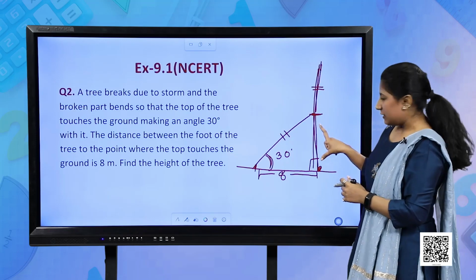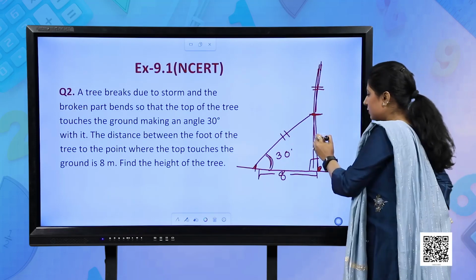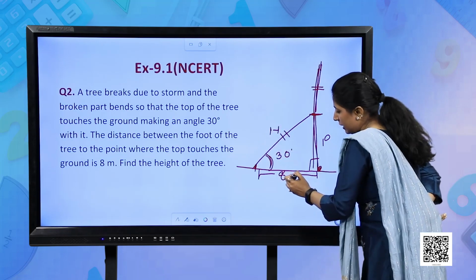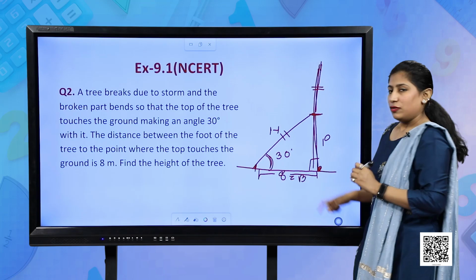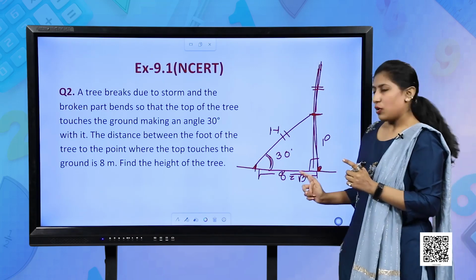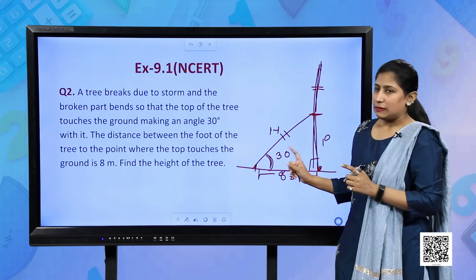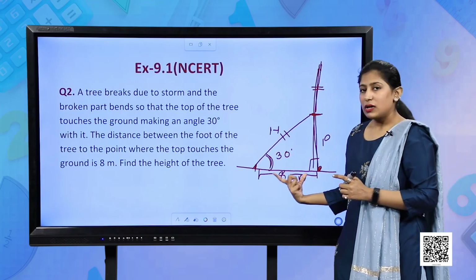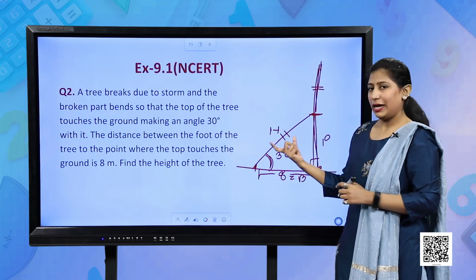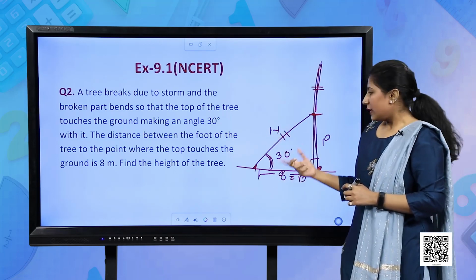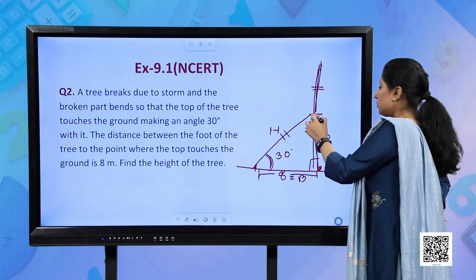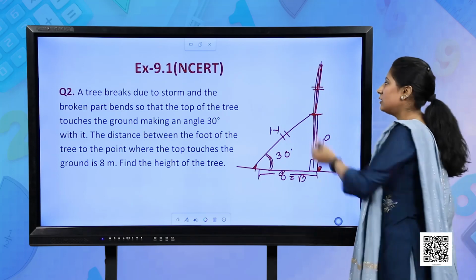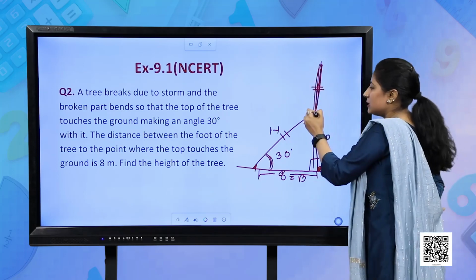Now for finding this, you can simply apply, this is what? Perpendicular. This is hypotenuse and this 8 is equal to base. So if you apply perpendicular upon base equal to tan 30, you can get the value of P. And if you apply cos theta, which means 8 upon hypotenuse, base upon hypotenuse, you get the value of hypotenuse. Now P plus this value will give you the length of the tree, and this value is equal to h.